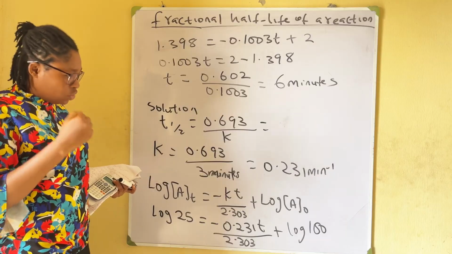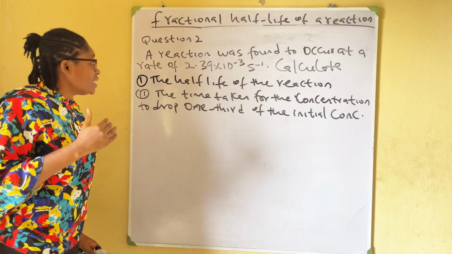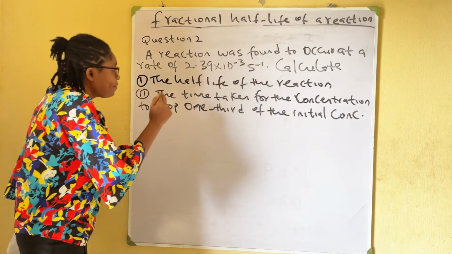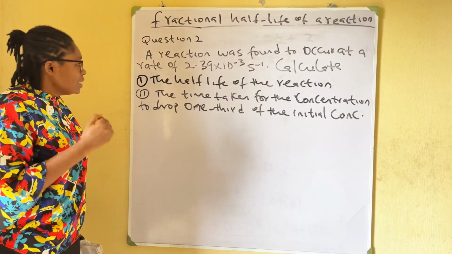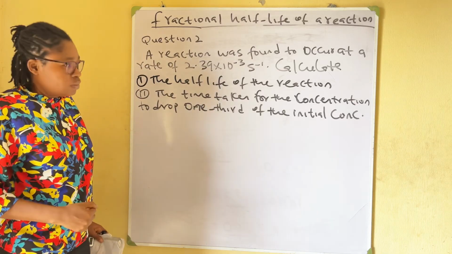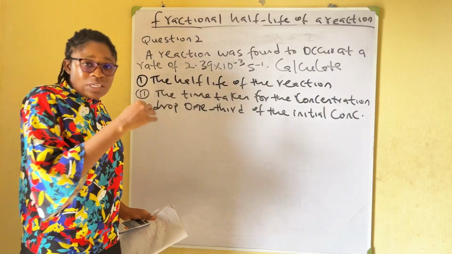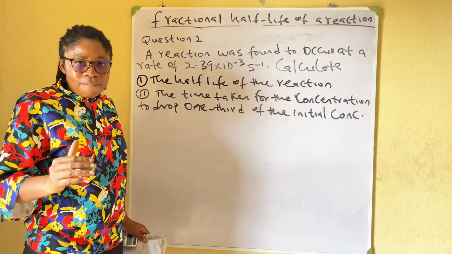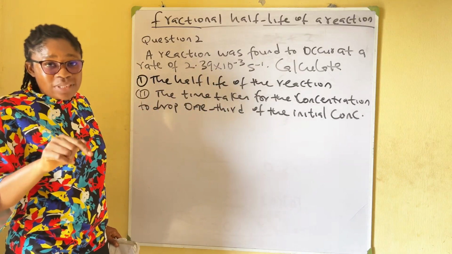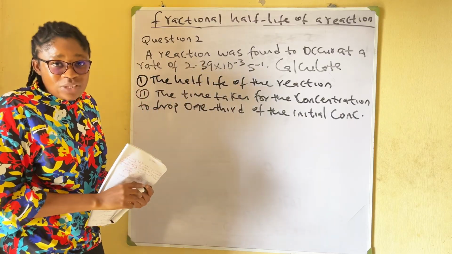Okay. Let's see question number 2. A reaction was found to occur at a rate of 2.39 times 10 raised to the power minus 3 per second. Calculate the half-life of the reaction. Number 2, the time taken for the concentration to drop to 1/3 of the initial concentration. Okay, look at this. We are not given the order of the reaction, whether it's first order or second or third order. But look at the unit of the rate constant. You can use the unit of the rate constant to determine the order of the reaction. Since this one is per second, that is a first order reaction.